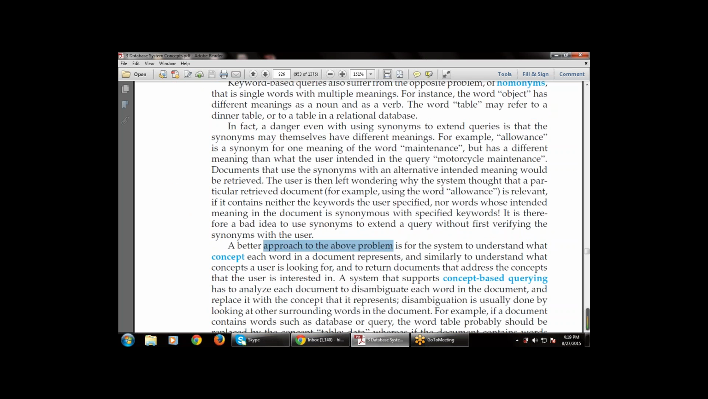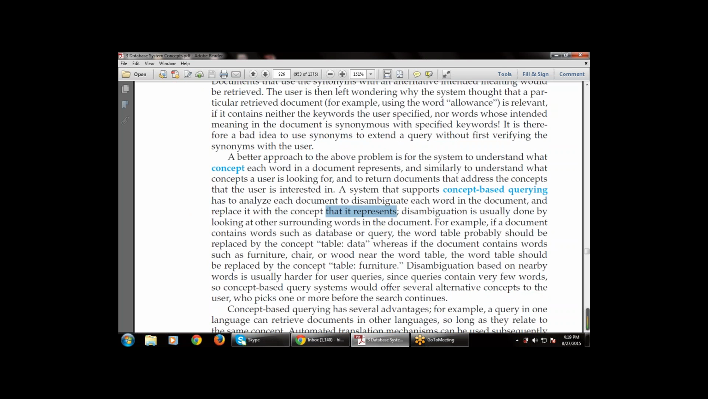A better approach to the above problem is for the system to understand what concept each word in the document represents. So what is the main concept? It is what represents the various matters in a document. A system that supports concept-based querying has to analyze each document to disambiguate each word in the document and to replace it with the concept that it represents.